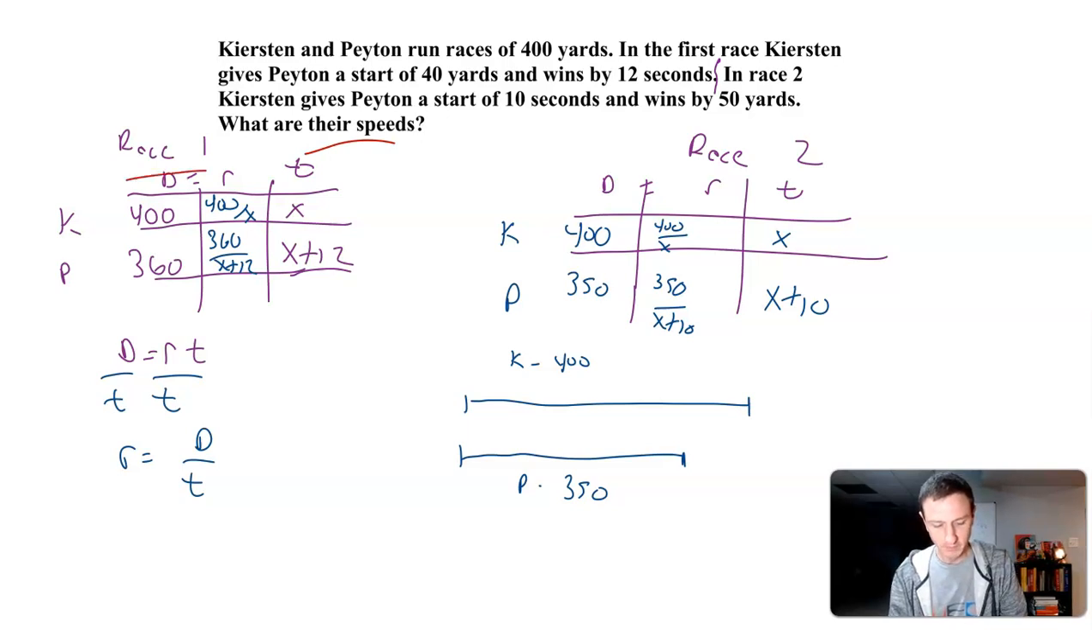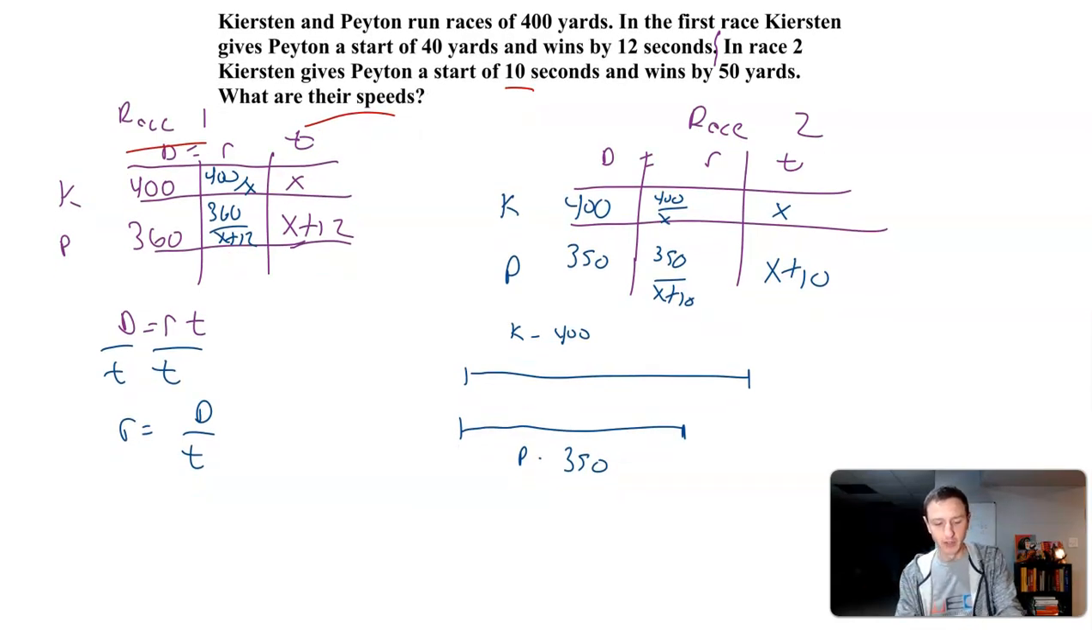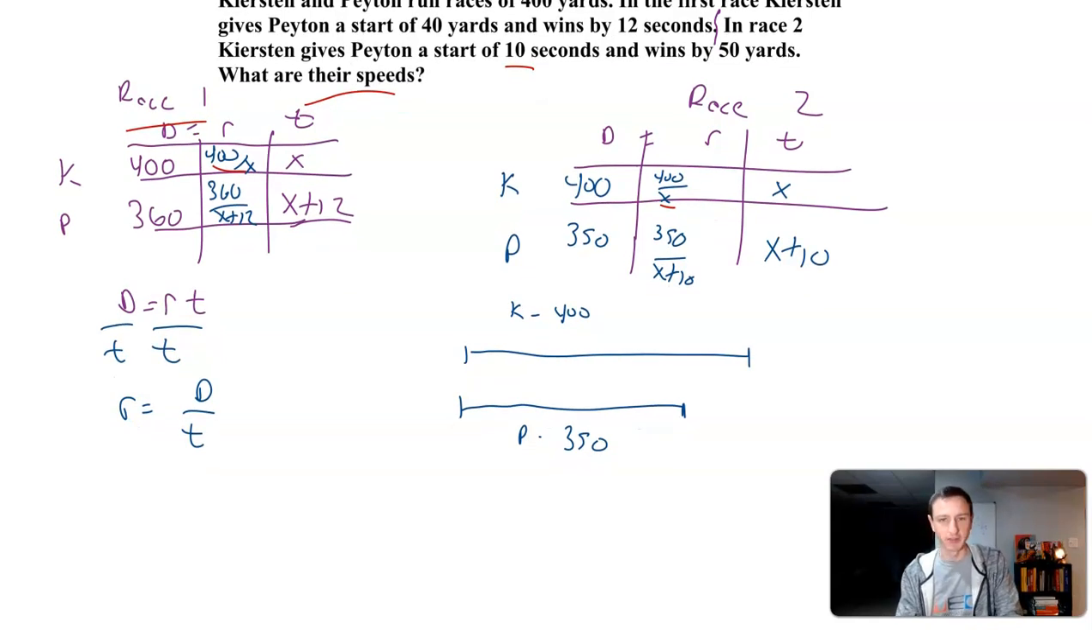In the first race, Kirsten gives Peyton a head start of 40 yards, where in this race we get a head start of seconds. So we're still running the same pace, the same rates, but we're given two different head starts, which means the rates are going to be equal to each other. If I set Kirsten's rate in race 1 equal to Kirsten's rate in race 2, that's not going to do anything, because it's 400 over x in race 1 equals 400 over x in race 2. She ran the same distance, so nothing's really going to change there. We can't really do that.